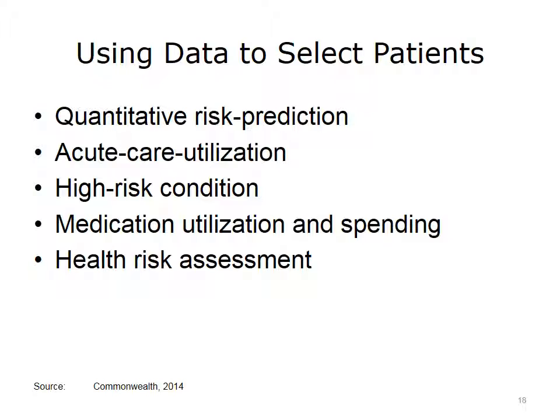care delivery settings. Common approaches for selecting patients for care management include quantitative risk prediction tools that identify a subset of high-risk patients using insurance claims data; acute care utilization, which is focused on individuals in a stratified population that have a high number of hospital admissions; high-risk condition, which identifies individuals who have high-cost care patterns based on medical or mental health conditions; medication utilization or spend, which is focused on pharmacy cost and high-cost medication utilization; and health risk assessment, which brings data together from multiple sources to identify individuals with a profile of high-risk health conditions.